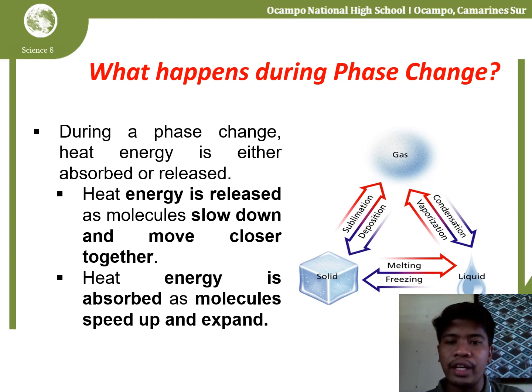Let us first have when liquid turns to solid or when liquid freezes. Now, kung makikita ninyo, ang arrow natin is blue. It signifies that the heat energy is released. So, anong nangyayari kapag na-release yung heat energy? Yung mga particles niya, mag-slow down at yung arrangement niya, the particles will move closer together. So, from liquid, yung particles dito, they are freely moving, kaya lang mas freely pa rin yung gases, pero compared to solid, mas freely moving ang liquid.